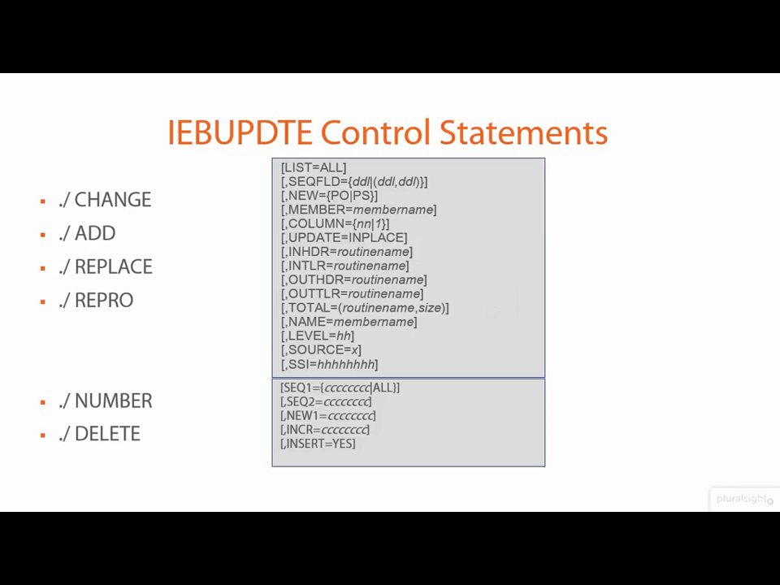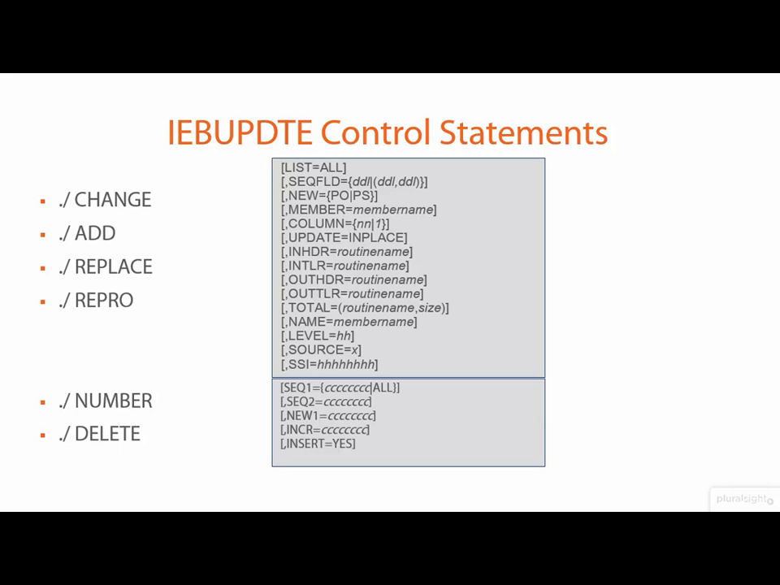Essentially you can see in this case we have a change, an add, a replace, a repro, and then a separate number and delete, which allows us to operate on individual entries within a particular member. Most of these control statements and parameters would be rarely used these days, so we're not going to discuss all of the different possibilities. Instead, I just want to present a basic option so that you can see what it looks like.